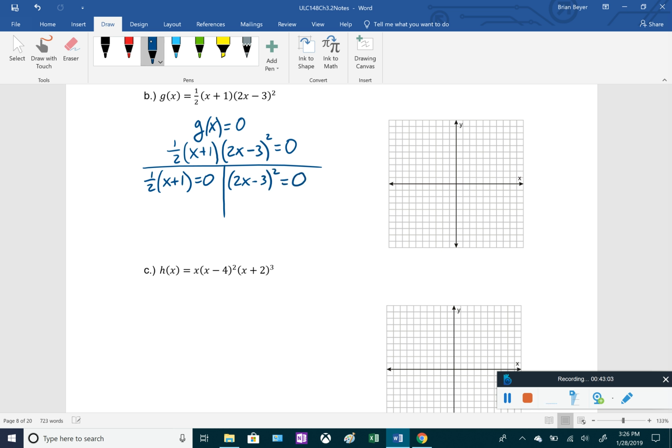On this left-hand side, we can multiply both sides by 2 to cancel the 1/2. We'd end up with x plus 1 equals 0. Subtract 1 on both sides, we get x equals negative 1. Right-hand side, square root both sides, we get 2x minus 3 equals 0. Add 3 and then divide by 2, we get x equals 3 over 2. So looking at the multiplicity, the one on the right has an exponent of 2 on the factor. So this is going to give us even multiplicity at this x-intercept. So we could say that it has multiplicity of 2. And the one on the left here, there's a little exponent of 1 that's not written. So that means it has odd multiplicity.